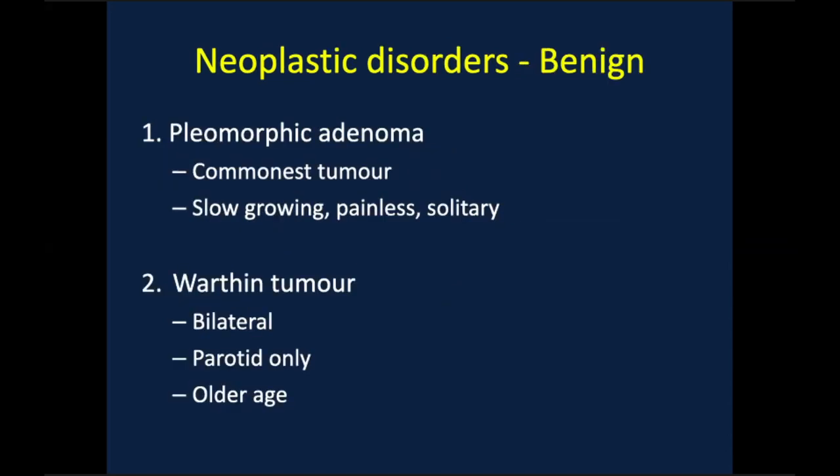Right, so let's talk about the benign diseases. Histologically, the commonest benign tumor of salivary glands is something called a pleomorphic adenoma. They are the commonest tumors and commonest benign tumors of salivary glands. They are very slowly growing, painless, and usually only on one side. Commonly in the parotid, sometimes you get it in the submandibular gland as well.